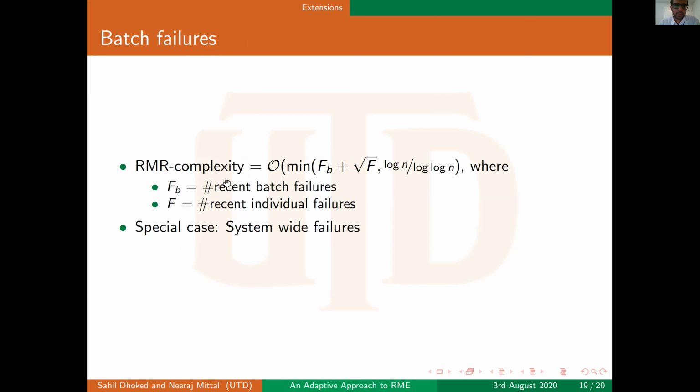And in the presence of batch failures, we are able to get an RMR complexity of minimum of FB plus square root of F and log n by log n, where FB is the number of recent batch failures and F is the number of recent individual failures. And system-wide failures is a special case of batch failures.